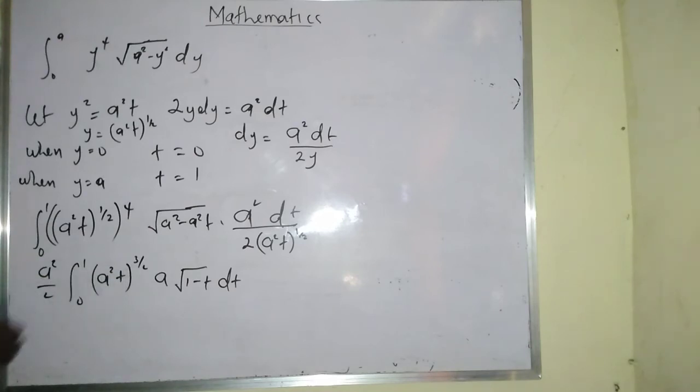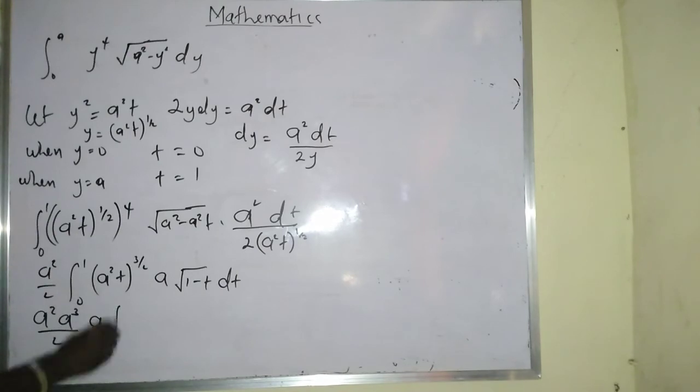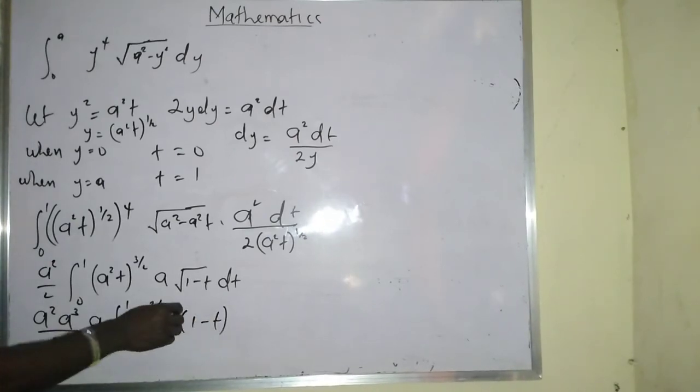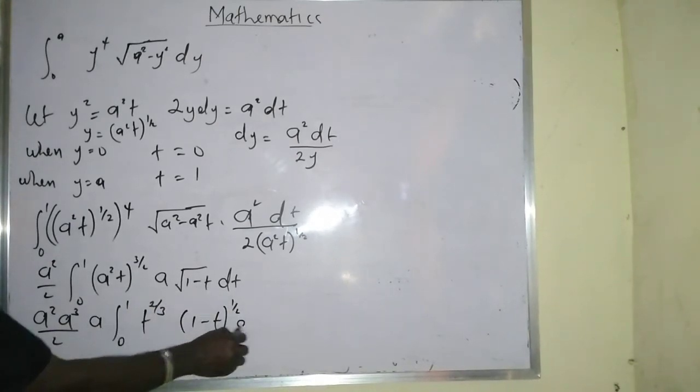Now, 2 will cancel that t, and I will be having a raised to power 2, a raised to power 3 divided by 2, and divided by 2. This a will also come out. We have another a, which is into bracket of 0 to 1. What remains? I have t raised to power 2 all over 3, and what is my t here? It will be bracket of 1 minus t bracket of 1 all over 2 is a root form.